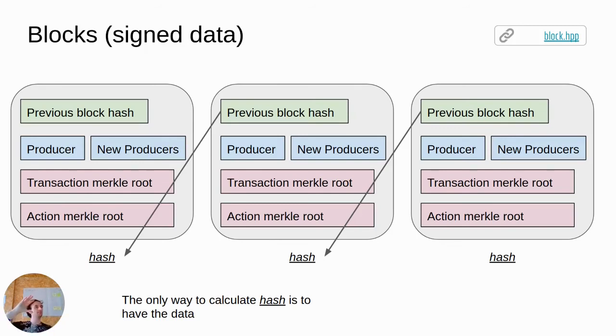So now all of that data, the hash of the previous block, the transaction summary, the producer, the new schedule, and a few other bits, is put together and hashed. And that creates the hash of this block here. Now what's important in this structure is that the next block links to that block through its hash.